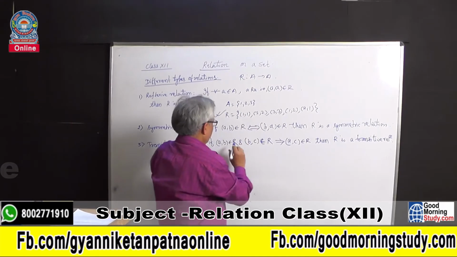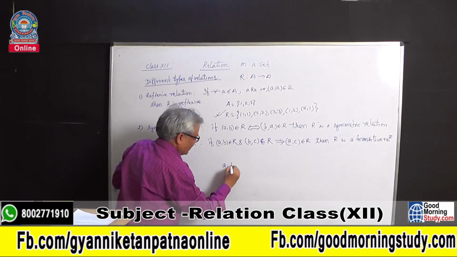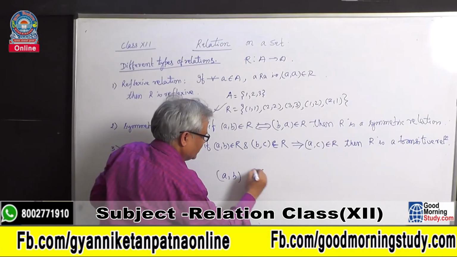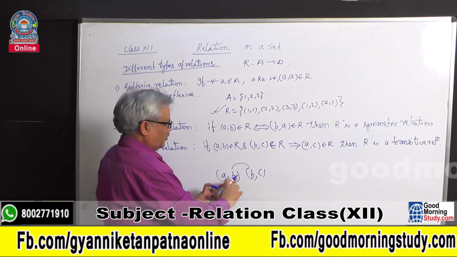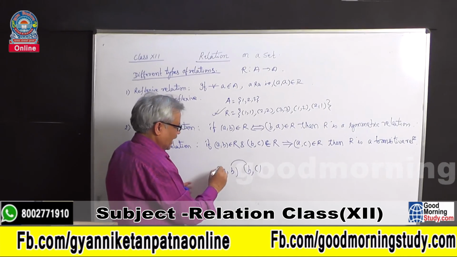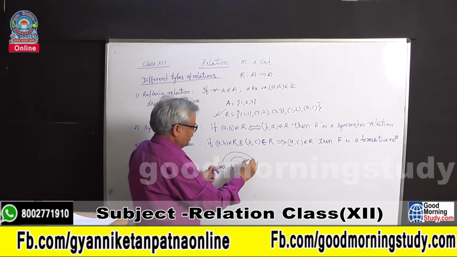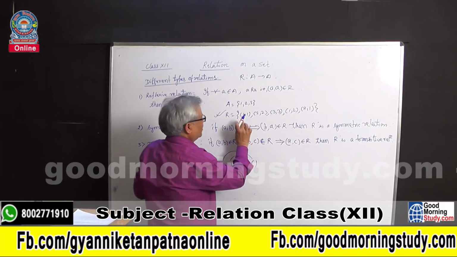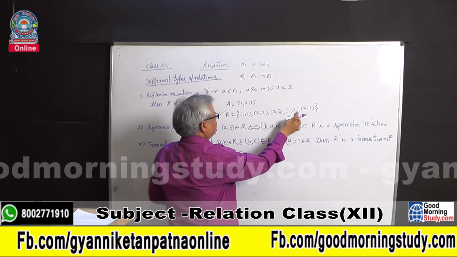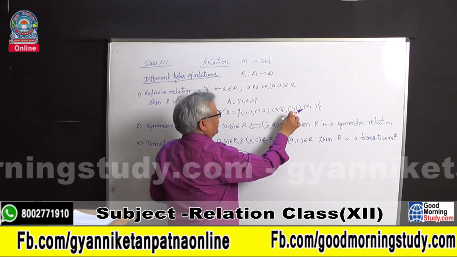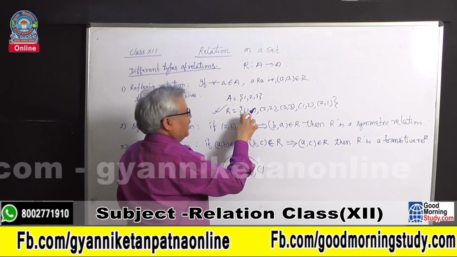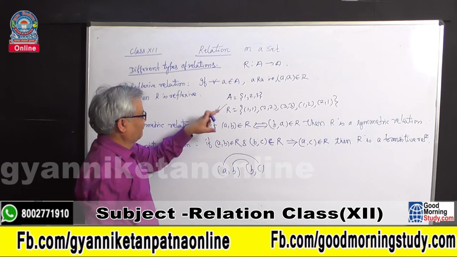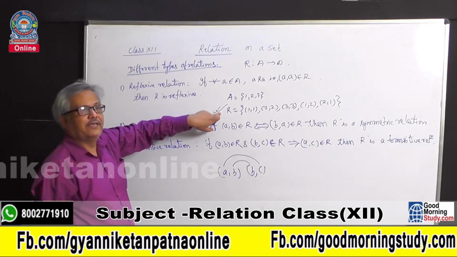This example is sufficient to show the transitivity of the relation. What we have to observe is (a, b) and (b, c). The two should be the same, and the result (a, c) must be present in the relation. You see (1,1) is here, (1,2) is here, so (1,2) must be here, that is already here. (1,2), (2,1), so (1,1) must be here, that is here. So this relation is reflexive, symmetric as well as transitive.